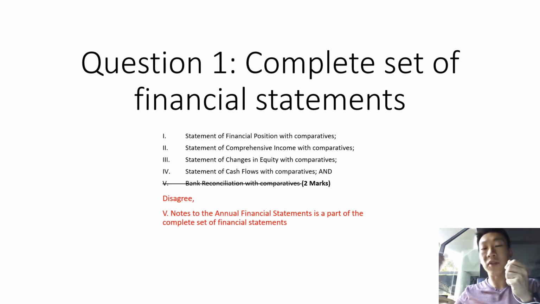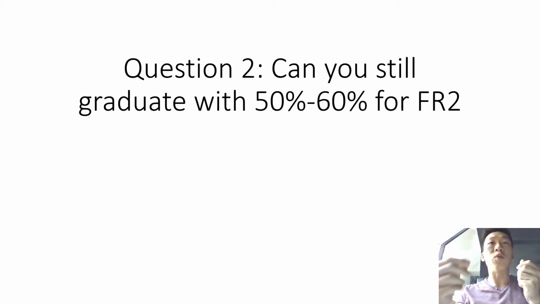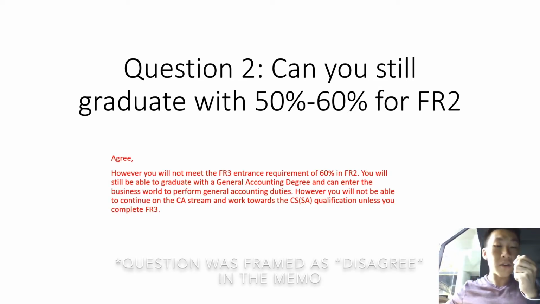And we move on to question 2: can you still graduate with between 50 and 60% for Financial Reporting 2? And the answer to that is agree. However, the 60% is the entrance requirement for Financial Reporting 3, and that is the course that you will need to pass if you wish to continue on the CA stream and work towards the CASA qualification.